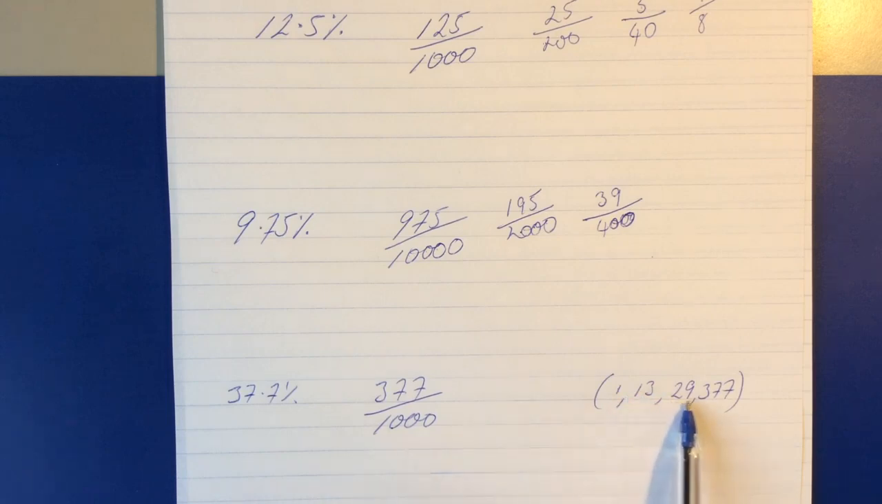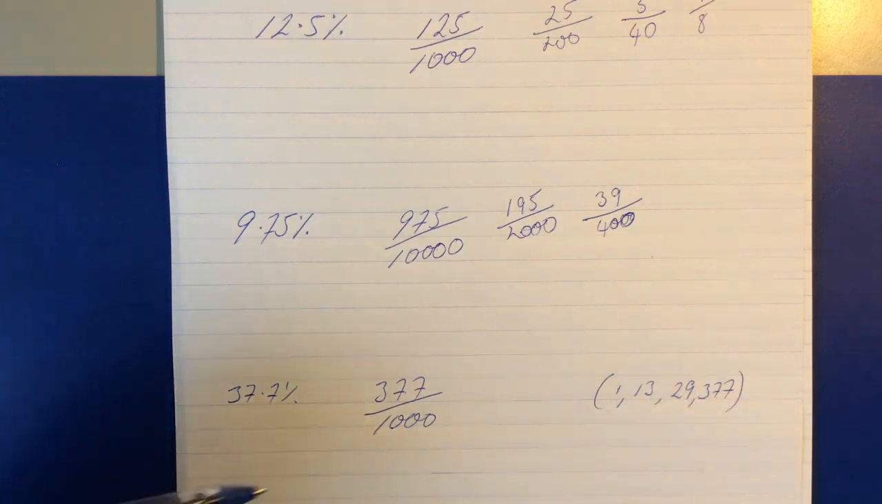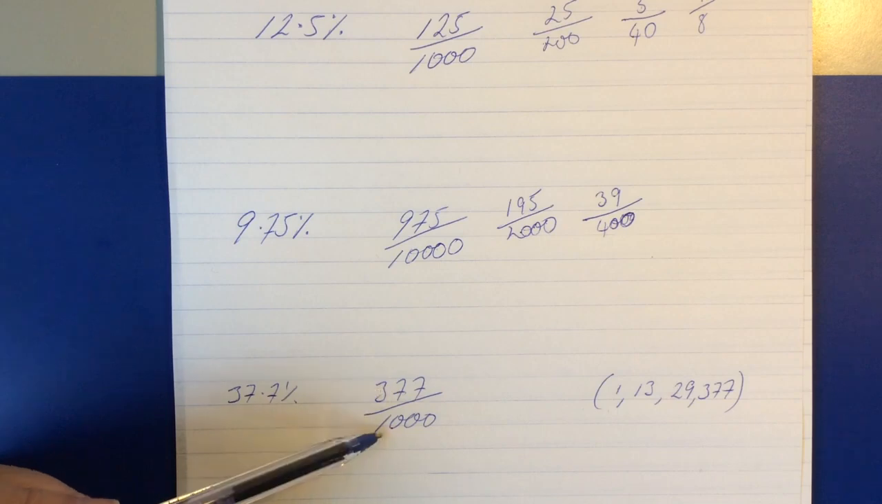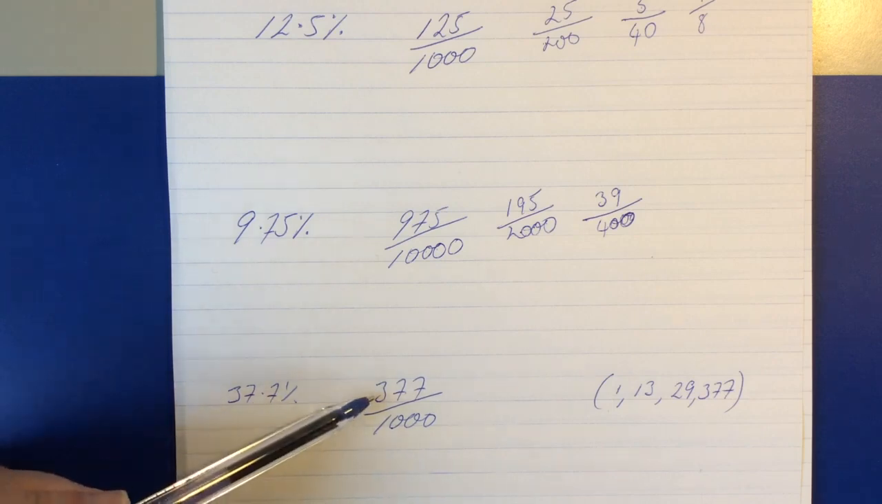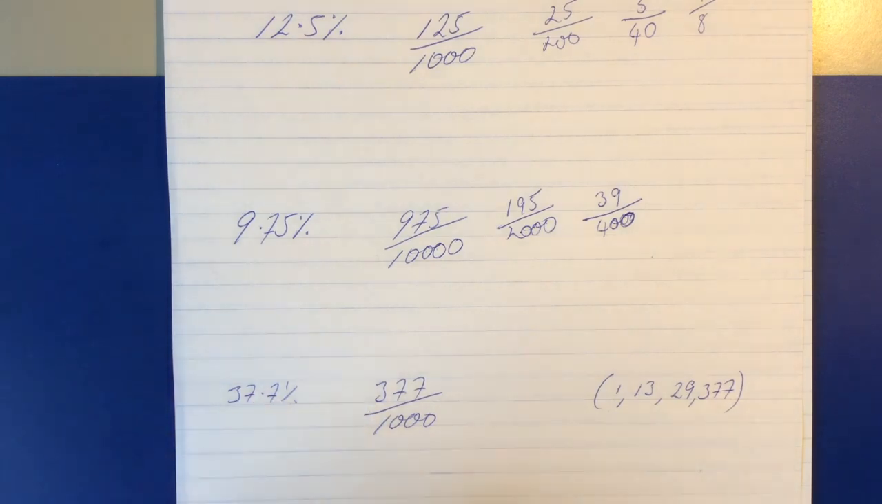Now, none of these allow us to break this down. So the answer to what 37.7% is as a fraction is 377 over 1,000. It's not a prime number. I thought perhaps it might be, but it does have some factors. But none of those factors divide evenly into 1,000, so we have to leave that alone. And that's it.